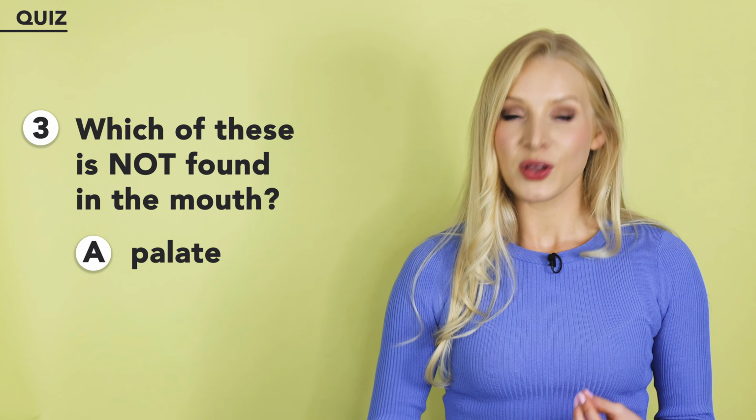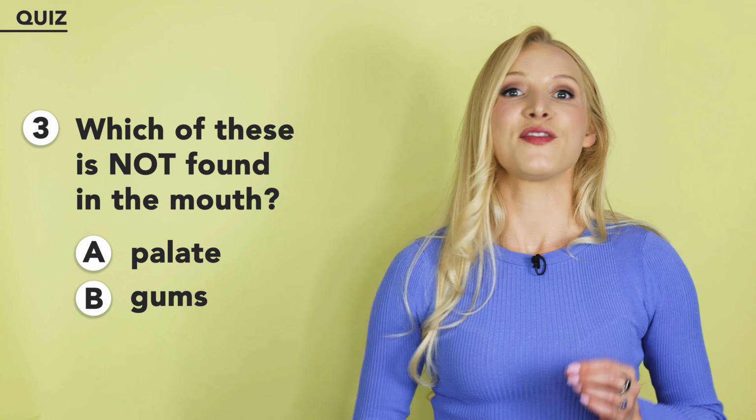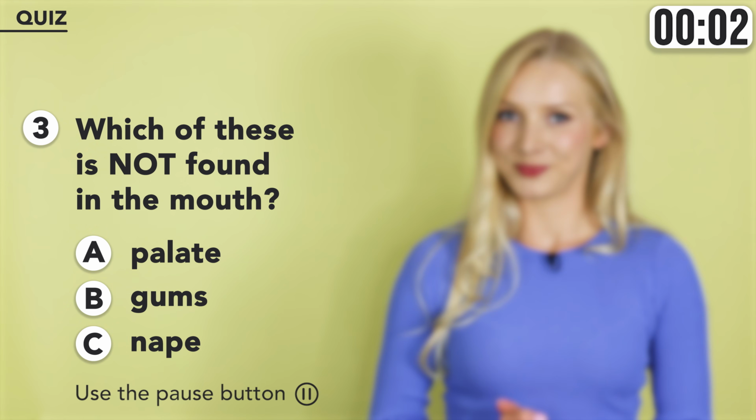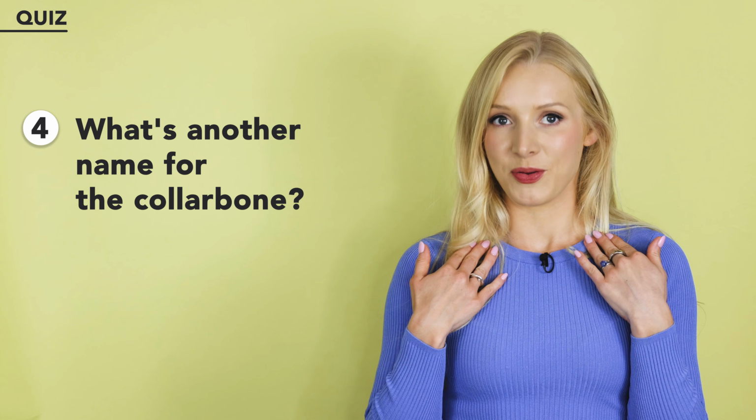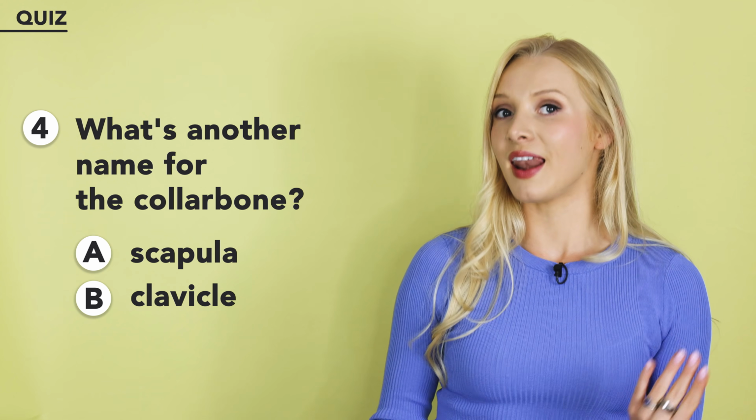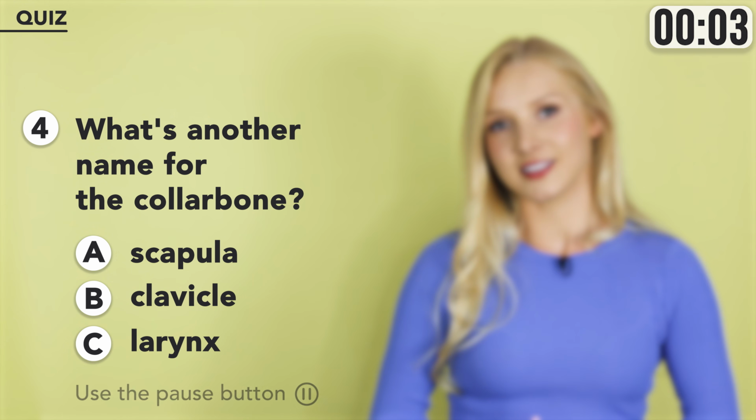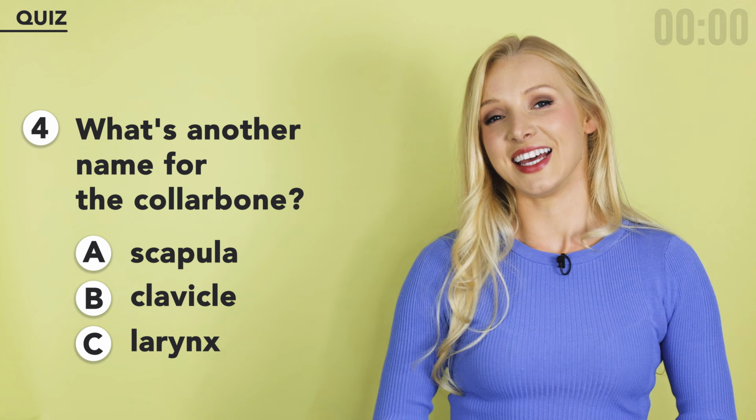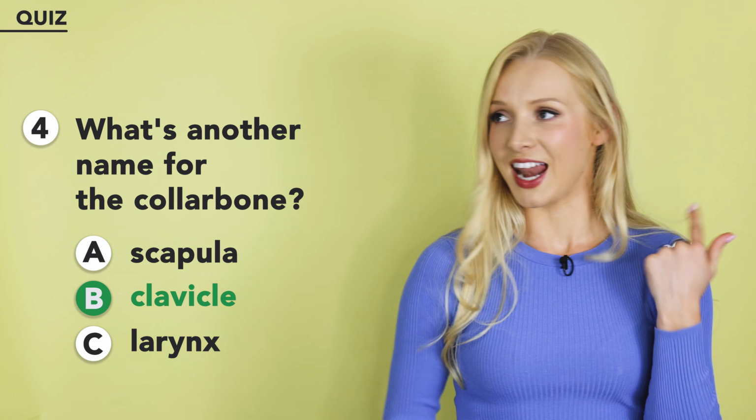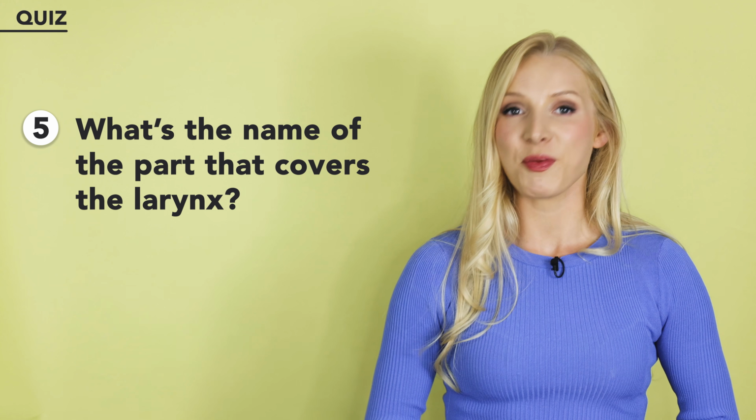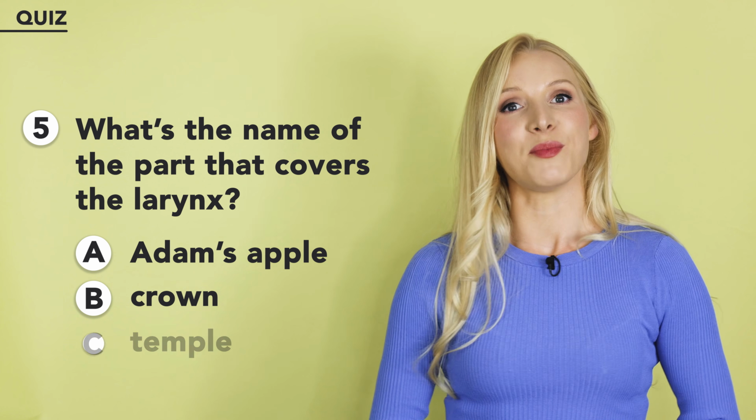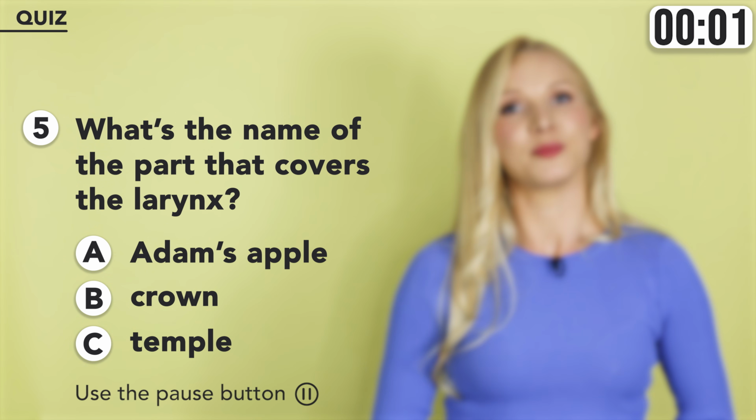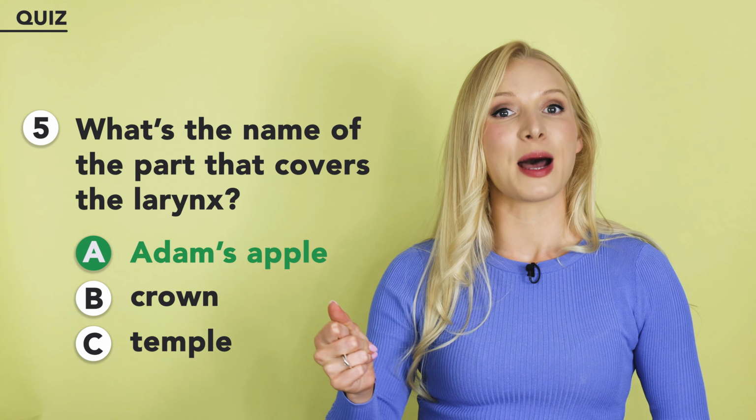And number 3, which of these is not found in the mouth? We have palate, we have gums, and we have nape. It is nape. That's on your neck. Number 4, what's another name for your collarbone? Scapula, clavicle, or larynx? It's clavicle. Clavicle, such a cute word. And 5, what's the name of the part that covers the larynx? Is it Adam's apple, crown, or temple? It's your Adam's apple.